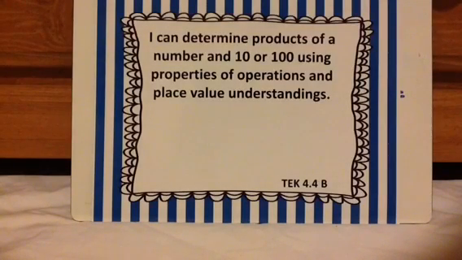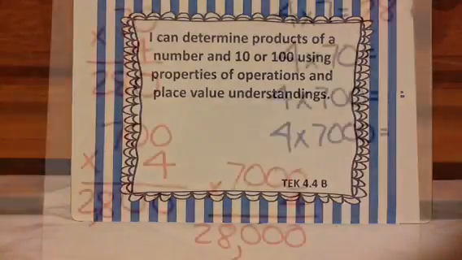Hi scholars, we're going to look at TEK 4.4b today. It says I can determine products of a number and 10 or 100 using properties of operations and place value understandings. So like an example would be 4 times 70, 4 times 700, anything with zeros in it, numbers that are multiples of 10. So let's get started.